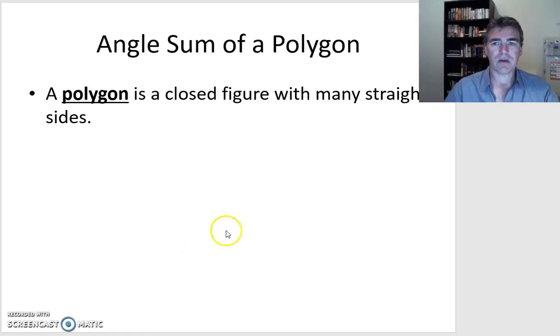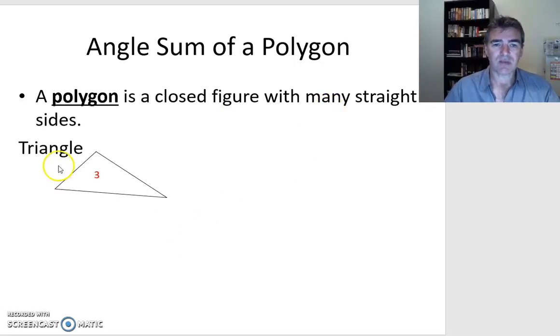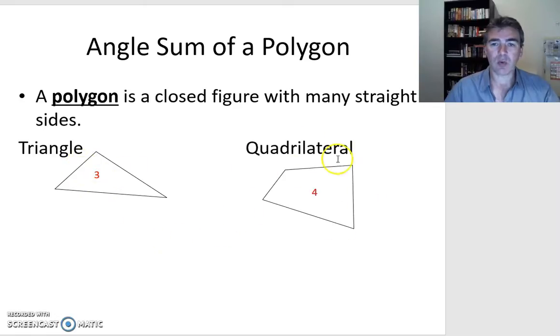So, first of all, a polygon is a closed figure with many straight sides. Many? Well, could be as few as 3. So let's start off with a triangle. That's our most basic closed figure with straight sides. 3 straight sides. If we go to 4 straight sides, it's a quadrilateral.